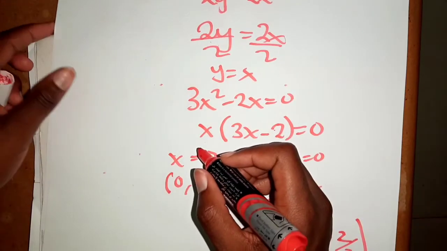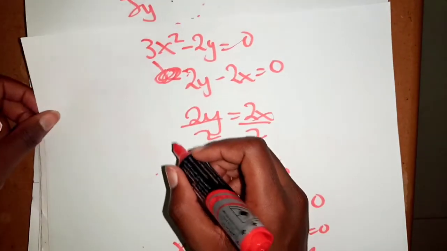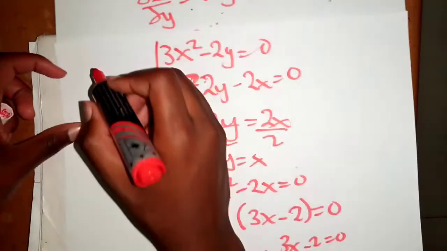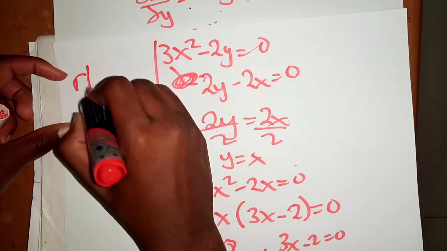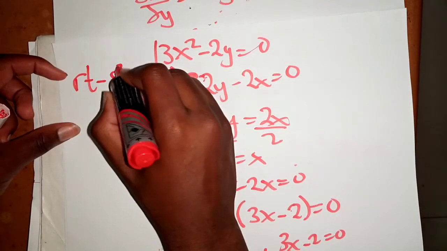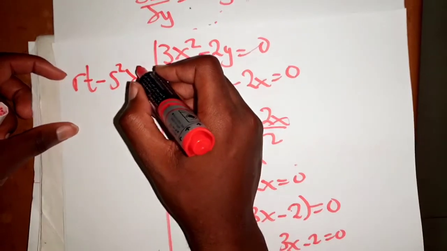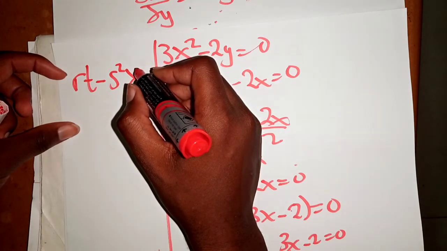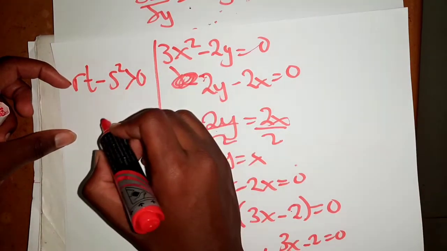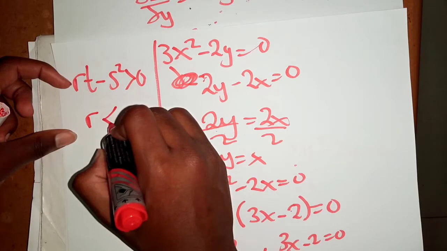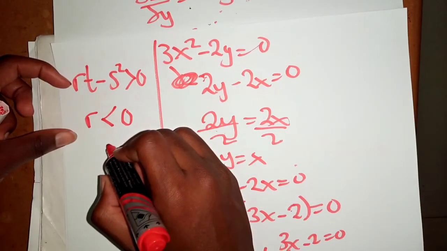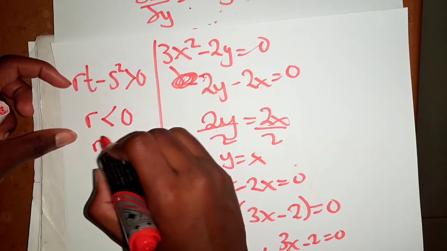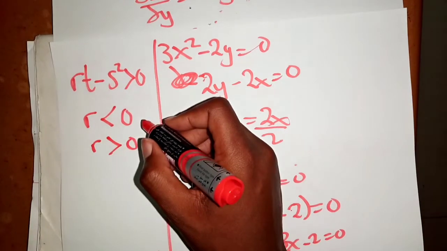So now we are given certain rules which say when rt minus s squared is greater than 0, we are going to have a maximum or a minimum value. We're going to have a maximum value when r is less than 0, and then we're going to have a minimum when r is greater than 0. That is when r is positive.